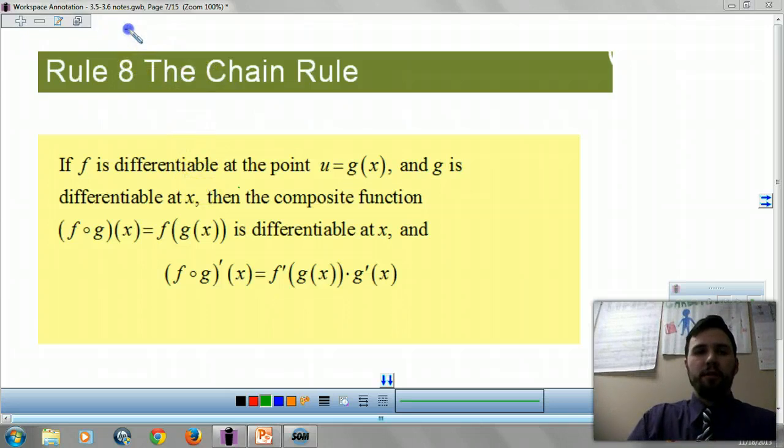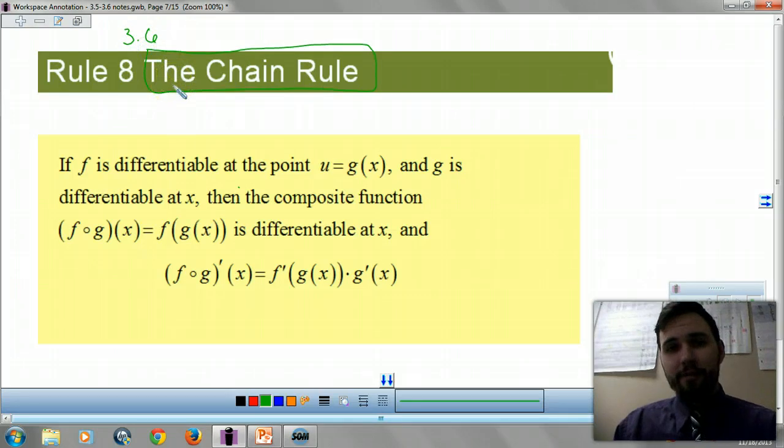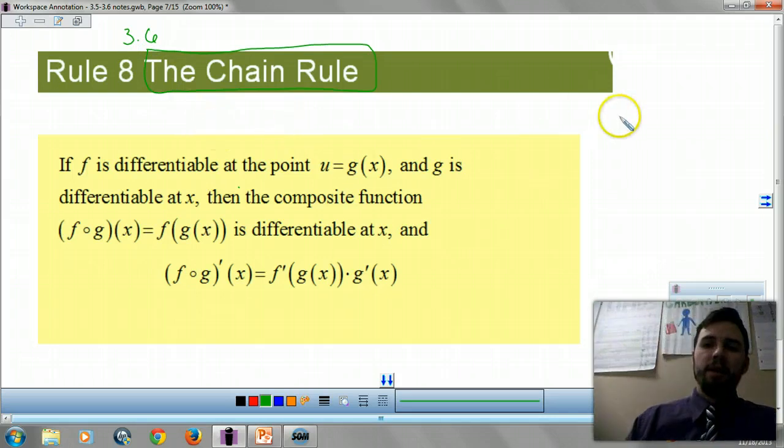Okay, today we are going to do a 3.6 fuzzy chain rule. This rule is off the chain. Sorry about that.